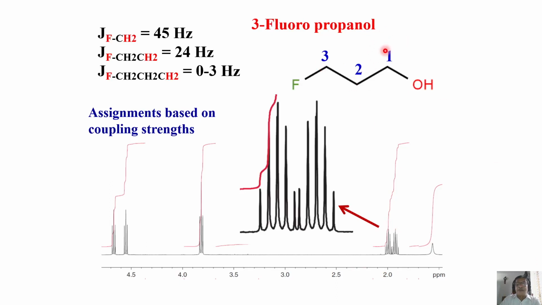Then what is proton 1? Proton 1 is far away and long range coupling to fluorine is 0 to 3 Hz. Sometimes you may not get it resolved. You may not be able to see that. No problem. Then it is coupled only to the CH2 which is its neighbor. As a consequence, proton 1 is a triplet. So assignments based on the coupling strength you can make easily. This simple analysis of a molecule based on the heteronuclear coupling strength you can also do.